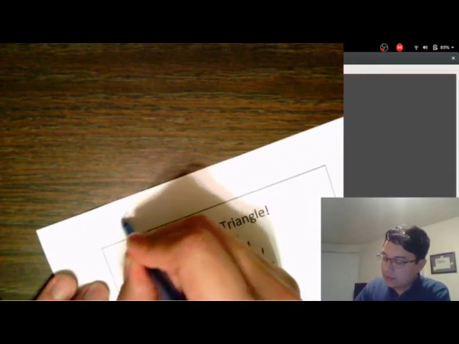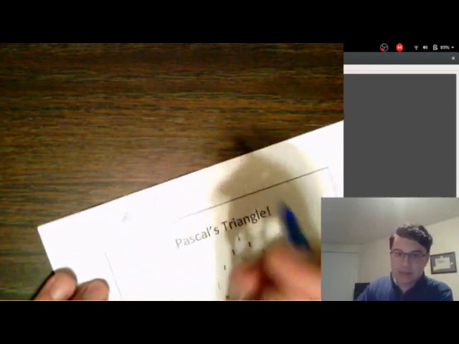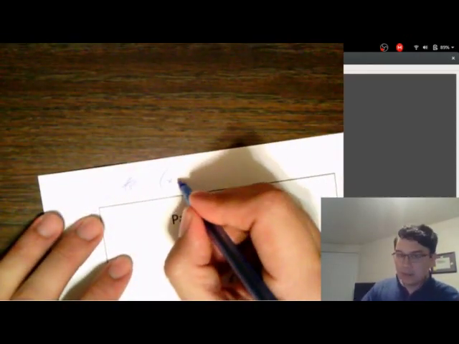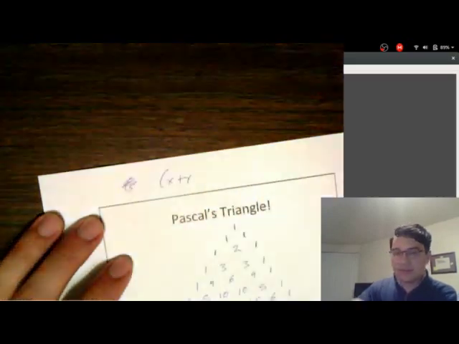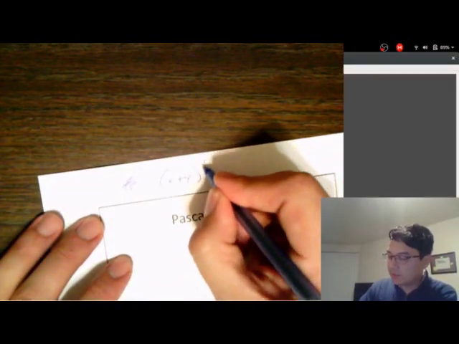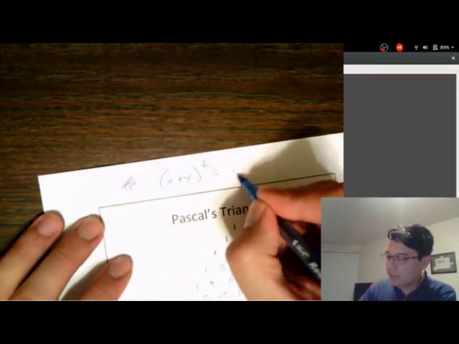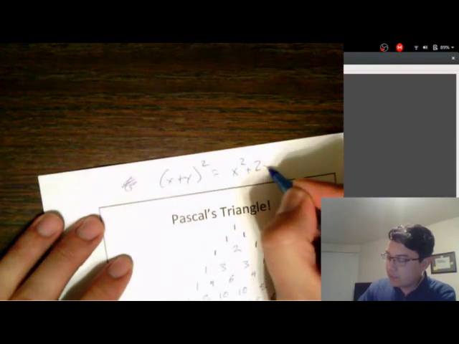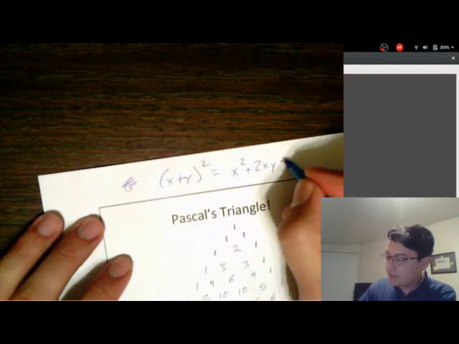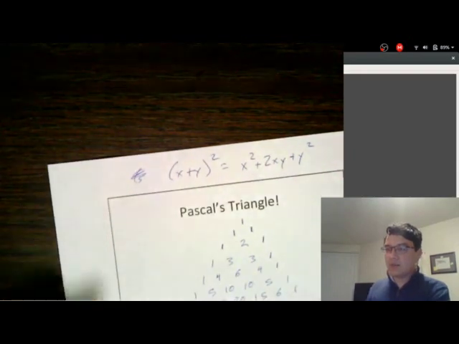If you will remember, I can write x plus y. I know this is glaring; I'll move my hand in a second and refocus it. So x plus y squared is equal to x squared plus 2xy plus y squared.